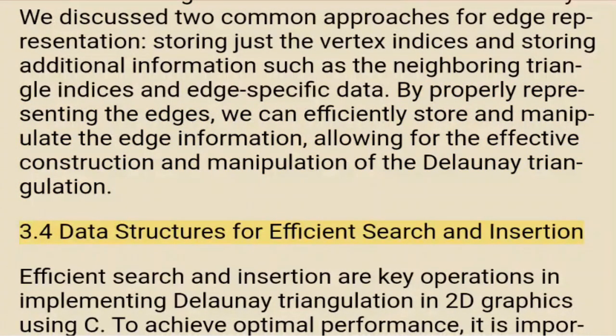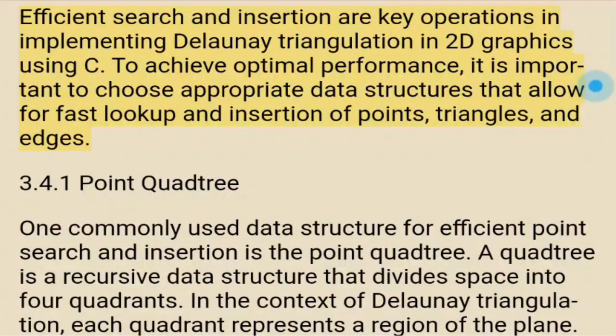3.4 Data structures for efficient search and insertion. Efficient search and insertion are key operations in implementing Delaunay triangulation in 2D graphics using C. To achieve optimal performance, it is important to choose appropriate data structures that allow for fast lookup and insertion of points, triangles, and edges. 3.4.1 Point quad tree.